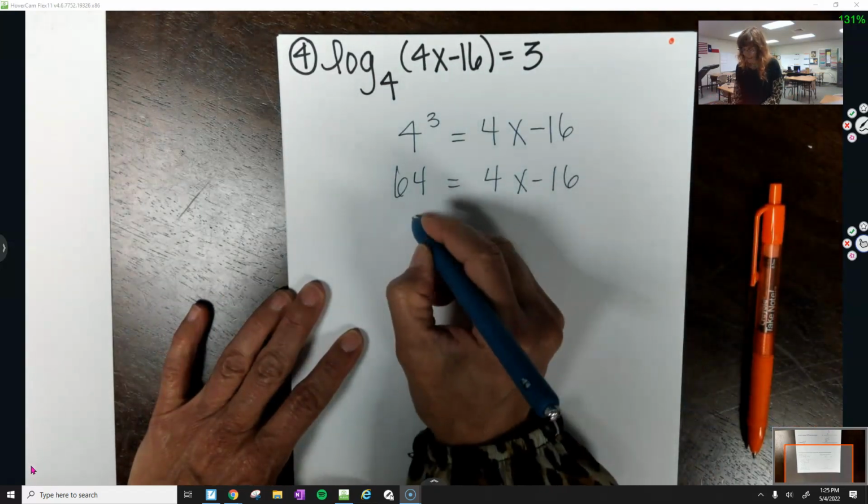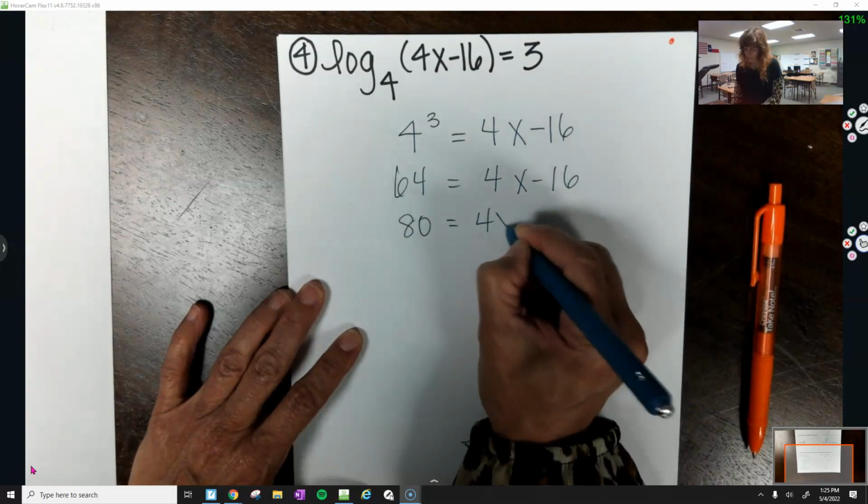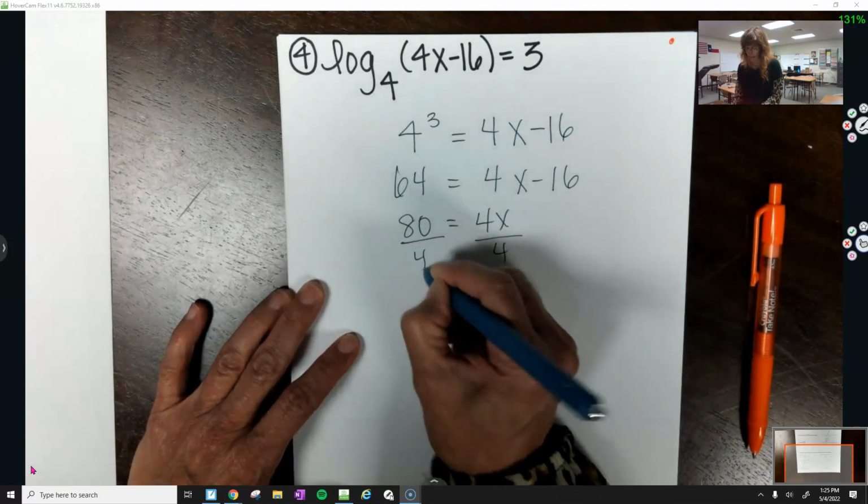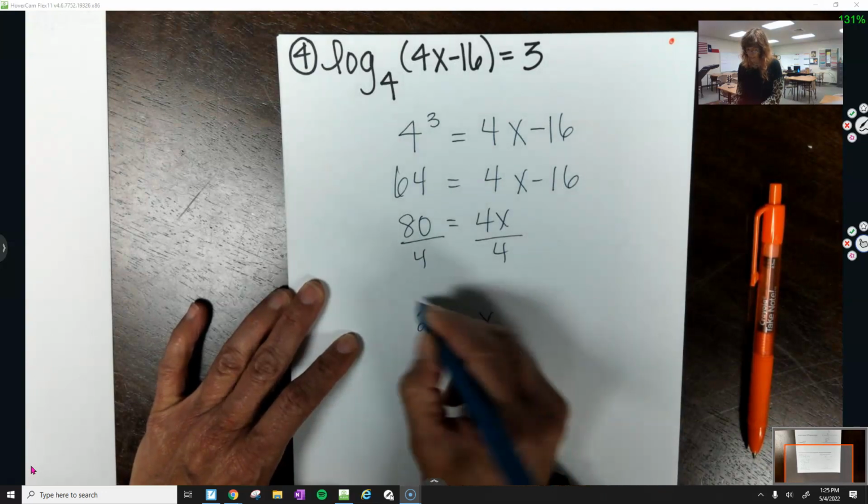So when we add 16 to both sides, we get 80. Go ahead and divide by 4. You're going to get x to equal 20. And that's going to be it.